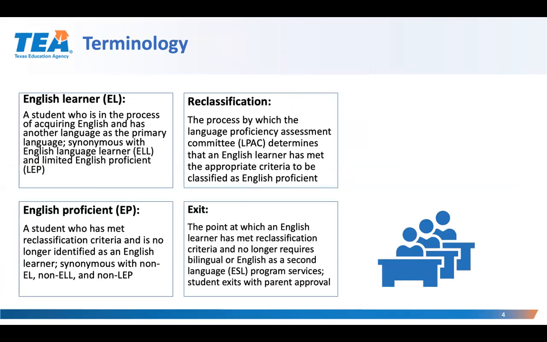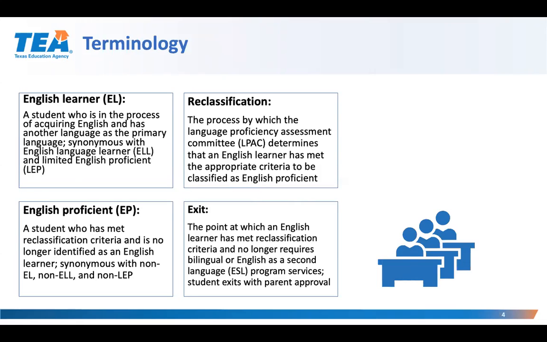We'll start by looking at some of the terminology used within these revisions. English learner, EL: a student who is in the process of acquiring English and has another language as the primary language. This is synonymous with English language learner, ELL, and limited English proficient, or LEP.